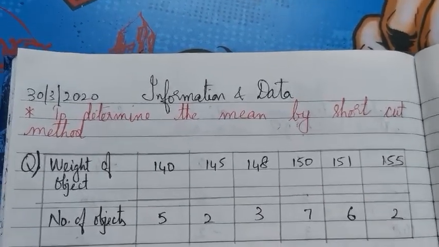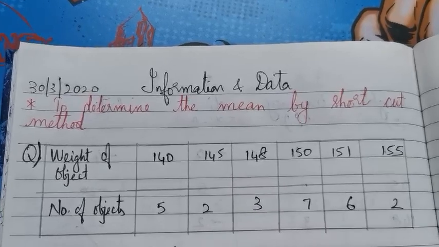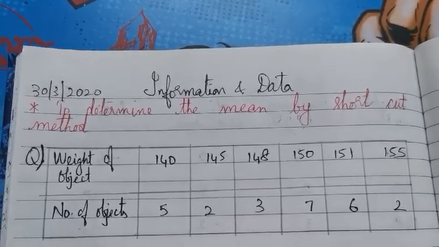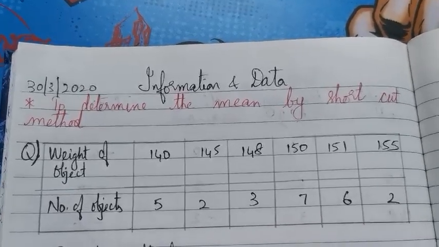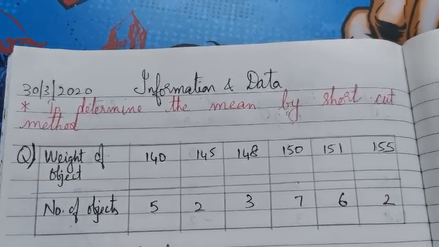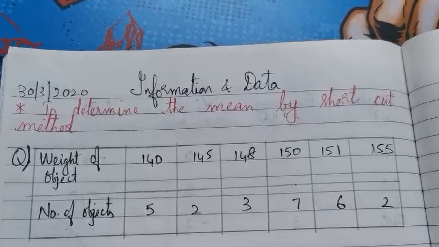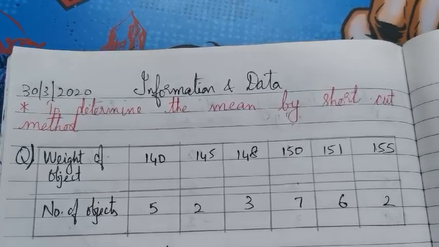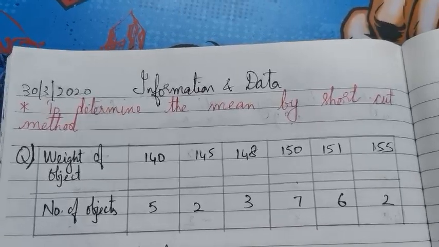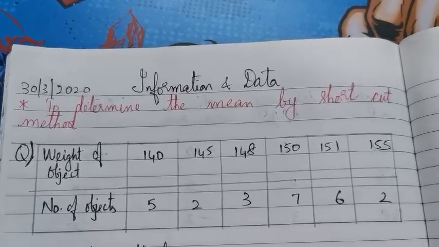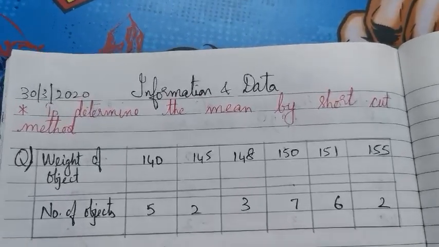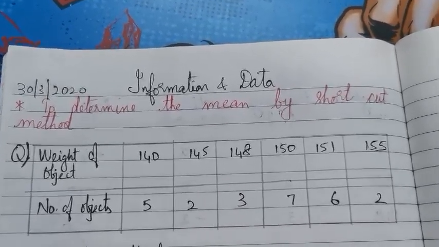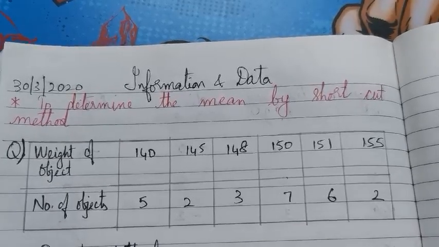Hello guys, in today's video we will learn how to determine the mean by shortcut method. We already learned to find the mean using two different methods. The first method was a set of data was given separated by comma. So what you did, you found the sum of the data given divided by the total number of data. That is, you found the mean by using the formula sum of quantities divided by total number of quantities, like how you find your average.